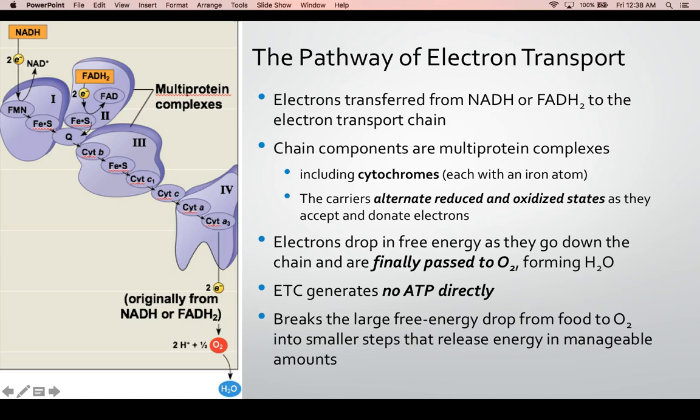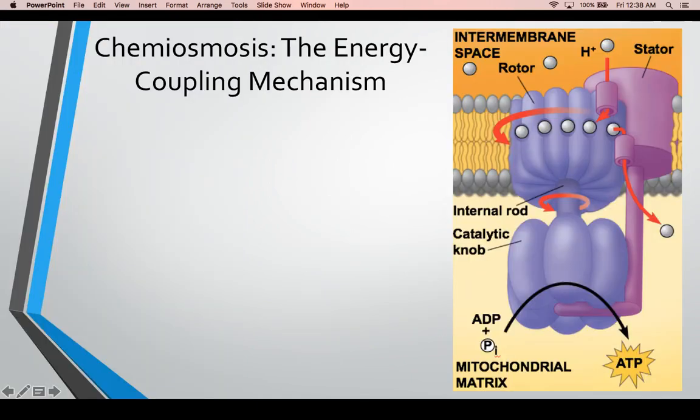Again, we are trying to control the change in free energy. It breaks down that large free energy drop from food to oxygen. And by doing it in smaller steps, that release happens in a manageable amount. Now, chemiosmosis is the energy coupling mechanism.